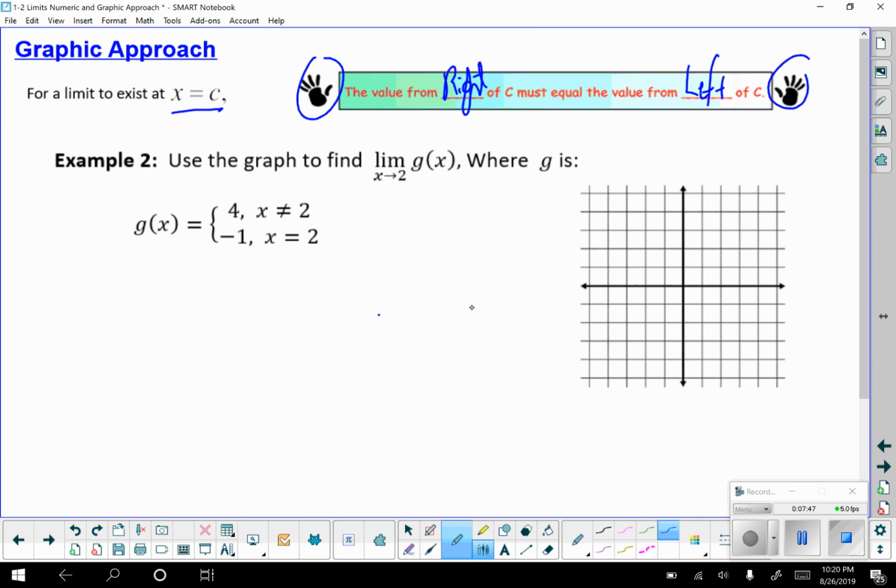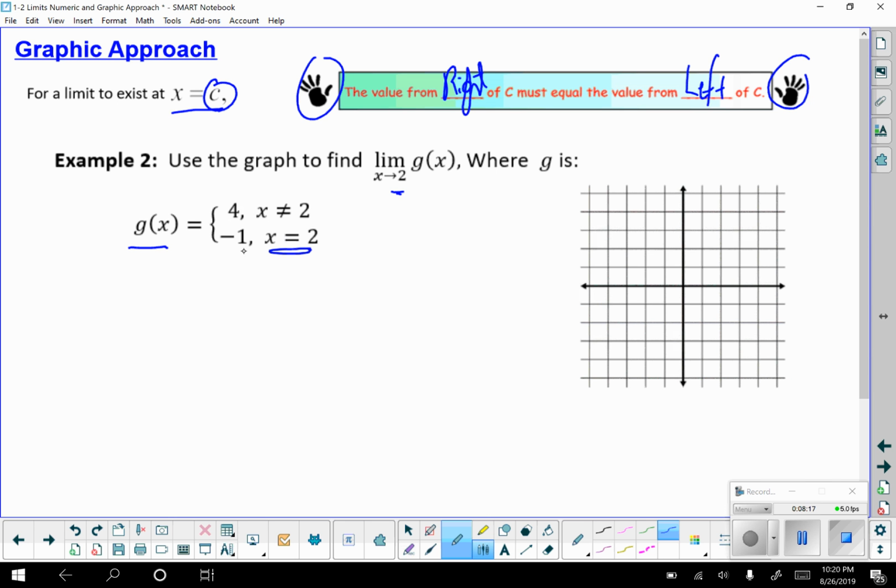So let's just take a look at this example. Use the graph to find the limit as x approaches 2. Once again, we're picking up a c value, that's 2, of the function g of x, where g is, and now they're going to define g of x. We can see we've got this brace here, which indicates this is going to be a piecewise function. Indeed it is. When x isn't equal to 2, the value is 4. And when x does equal 2, the value picks up -1.